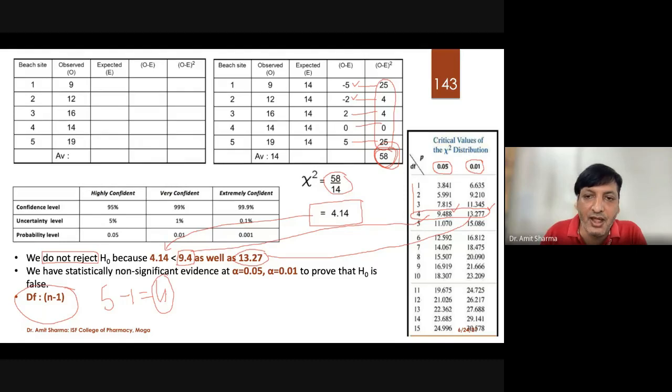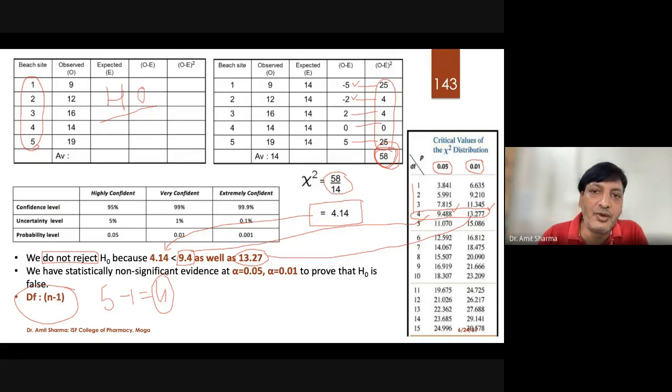So what we require is that our calculated value should be more than the tabulated value for the null hypothesis to be rejected. Now, what was the hypothesis here? The hypothesis was that the number of visitors or tourists in all the beach sites is the same. The null hypothesis says that all the 5 beach sites have an equal number of tourists visiting. The alternative hypothesis says that no, there is a difference in the beach sites, so the number of tourists who visit those sites is different in a week.